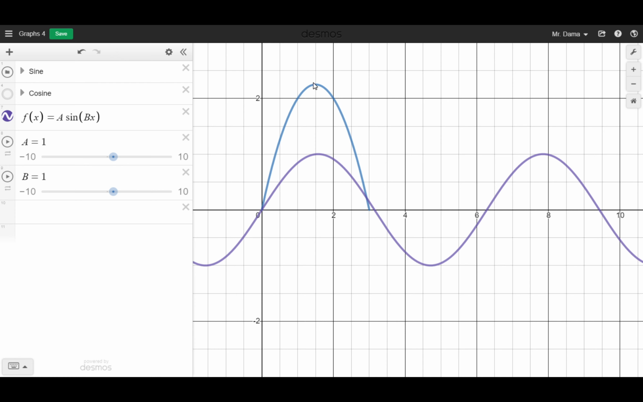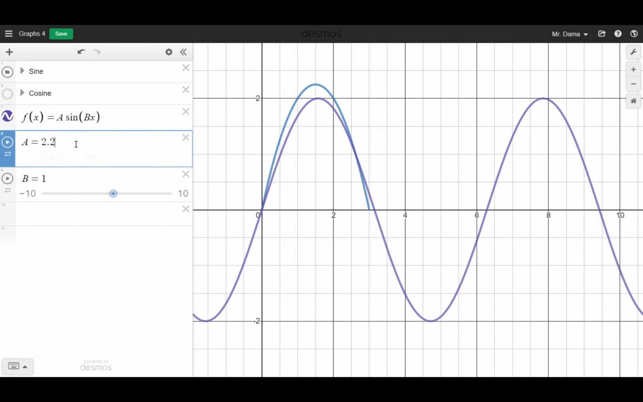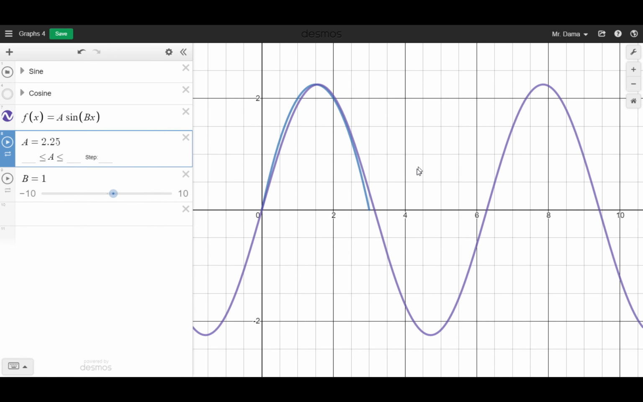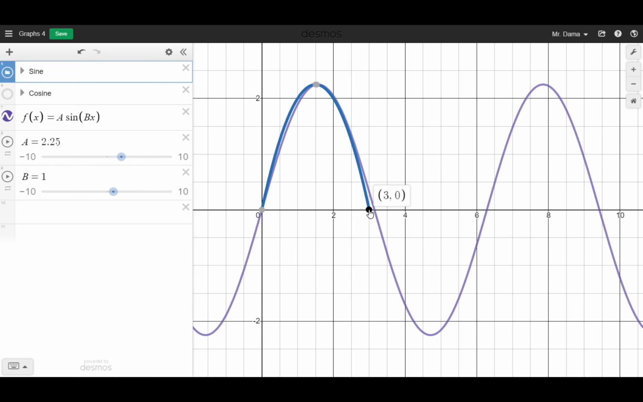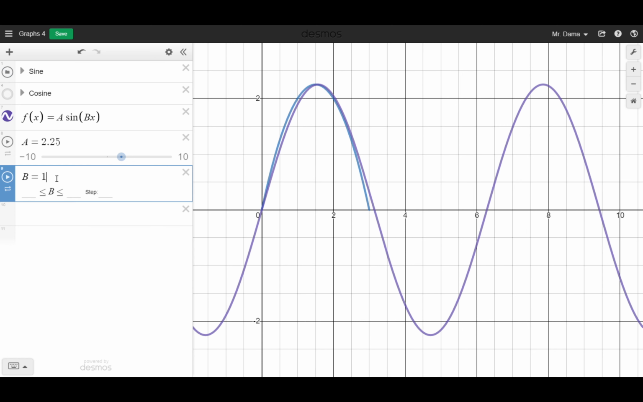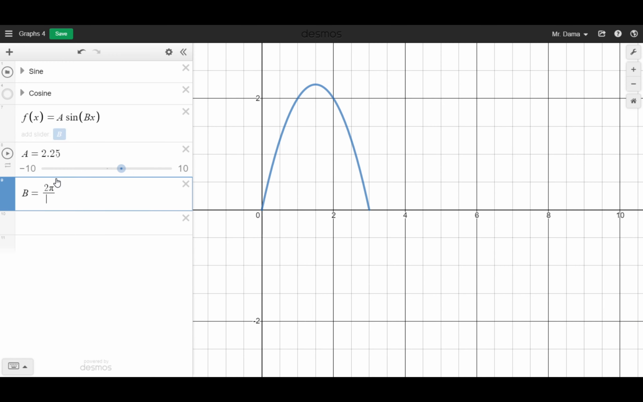First thing I want to know is what's the tallest point? The tallest point is 2.25. So I'm going to set a to 2.25. And look, it's just as high. This is great. And then I want to know, what's this point here? That's at 3. And so if a sine curve goes up, down, then up, what do I want the period to be? Well, I know that b is going to be 2 pi on T. And so what do I want T to be?